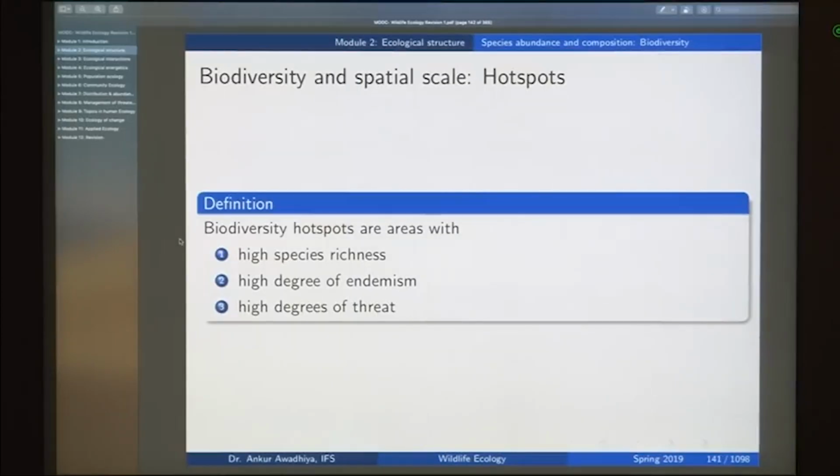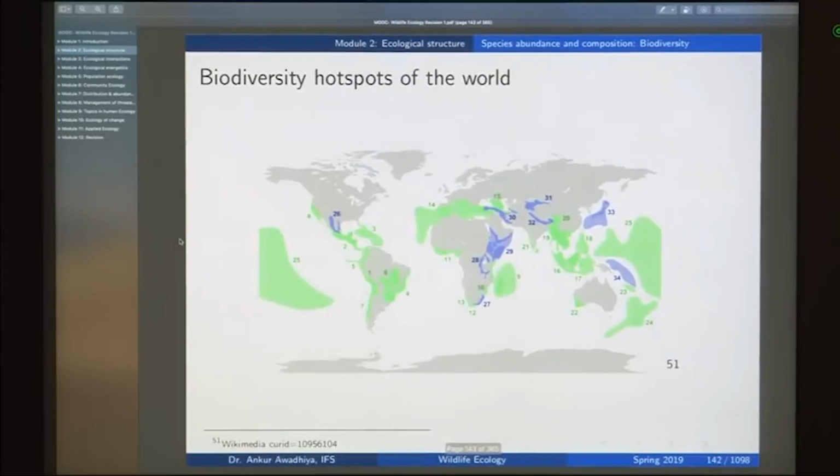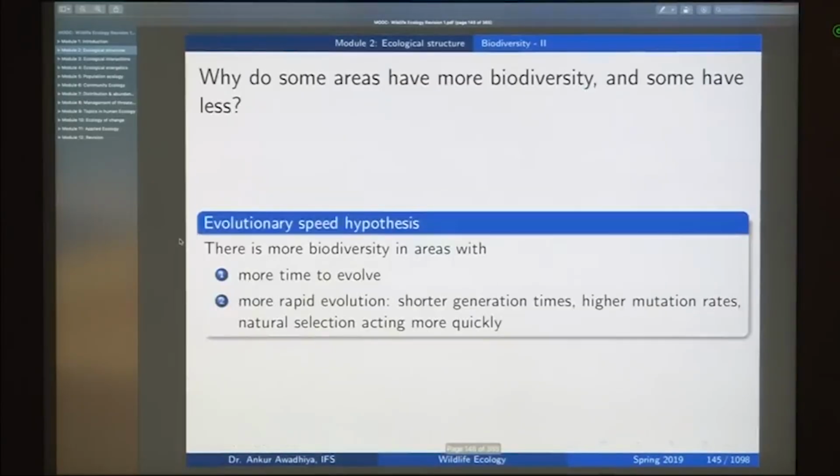Next we looked at biodiversity and spatial scale, that is the hotspots. These are the areas with a high species richness, high level of endemism and high degree of threat, and these are the areas that we tend to protect the most. Next we had a look at why some areas have more biodiversity and some have less.